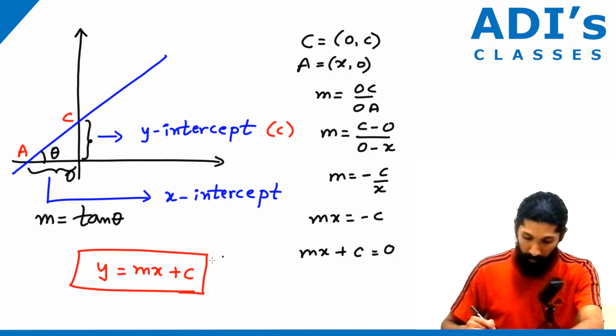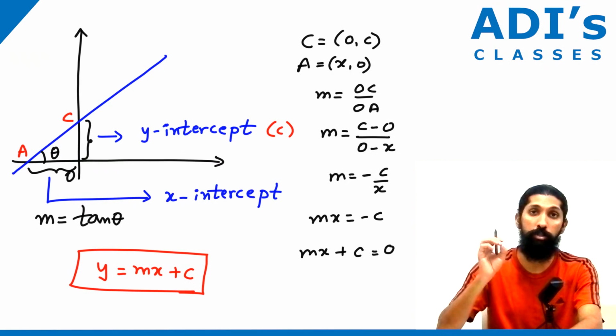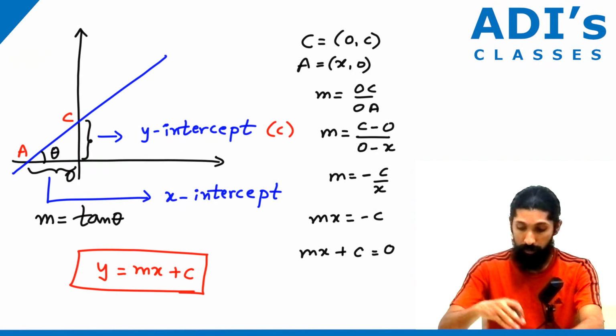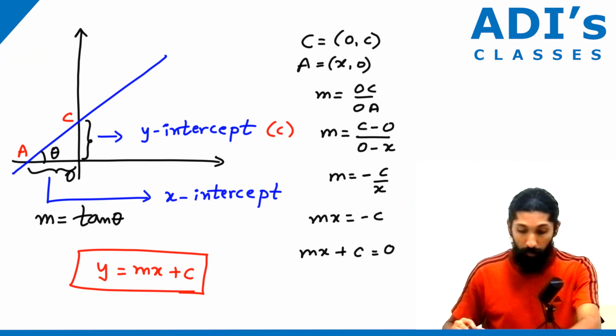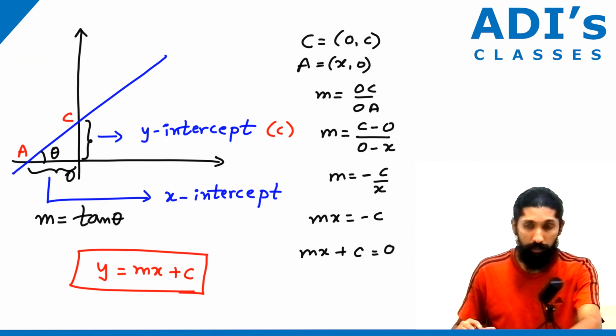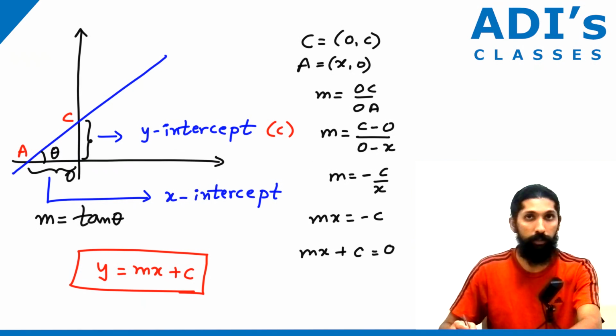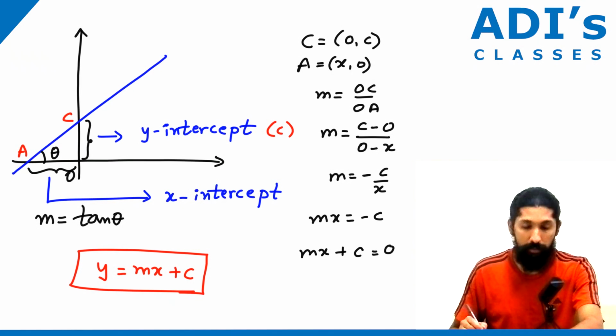Now y is equal to mx plus c is an equation. It is the general equation of a straight line. Okay, y is equal to mx plus c. Now how are we going to get y is equal to mx plus c? We have this entire part, m is equal to c minus 0 divided by 0 minus x. From this we are going to get the value, the x-intercept, the y-intercept and the slope. Okay, so y is equal to mx plus c.